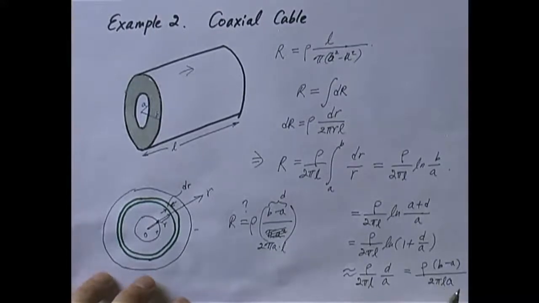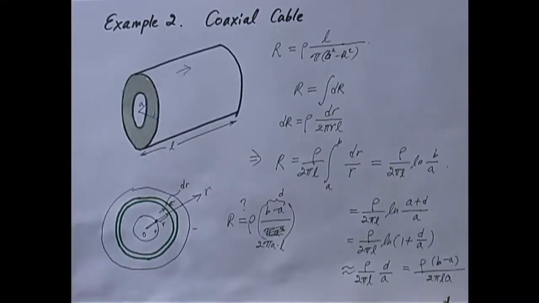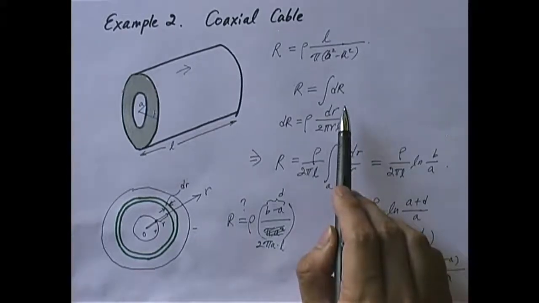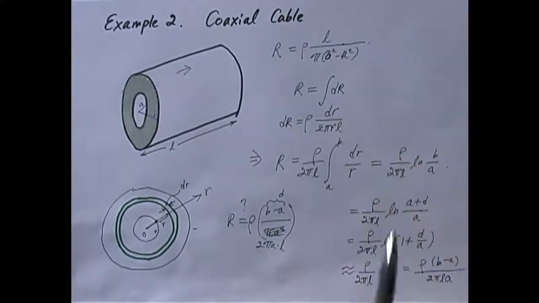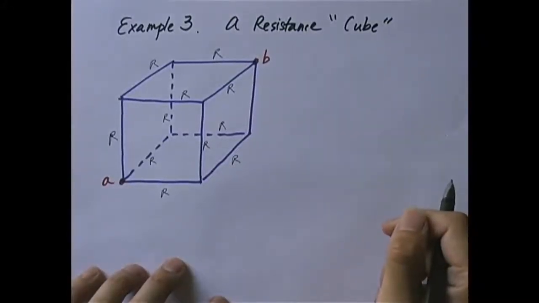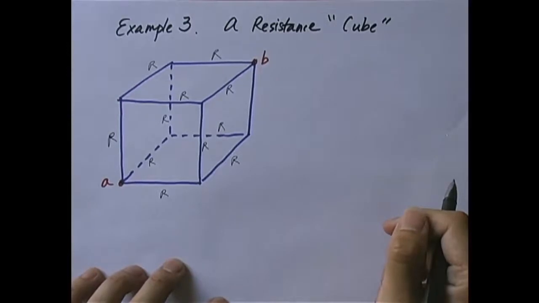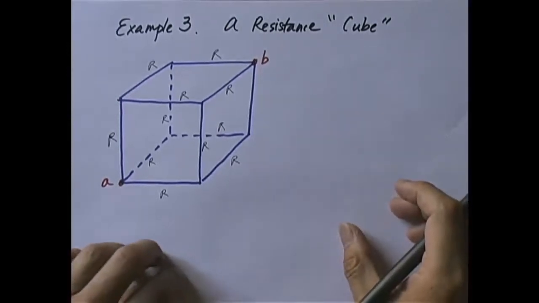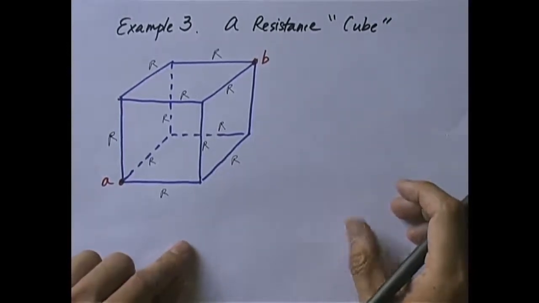Okay, so that is yet another example of a non-uniform cross-section. What we do is we find dr of a certain thin layer, and then we integrate to get the total value of r. Our third example is unique in the sense that the way we solve it has to do with the exploitation of symmetry of the problem.